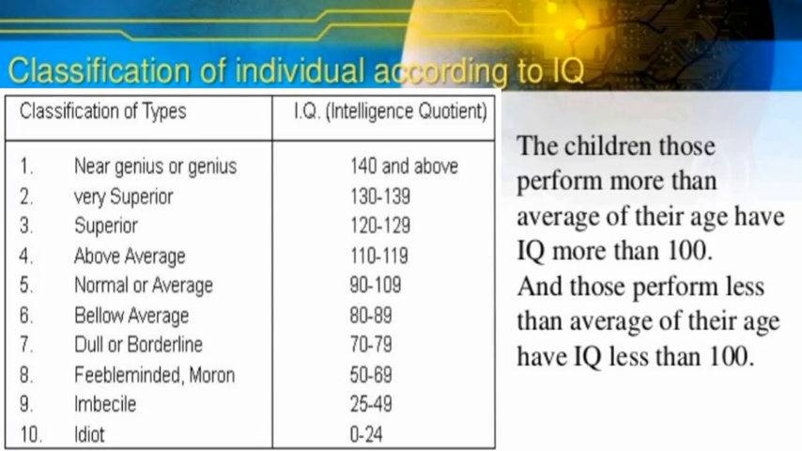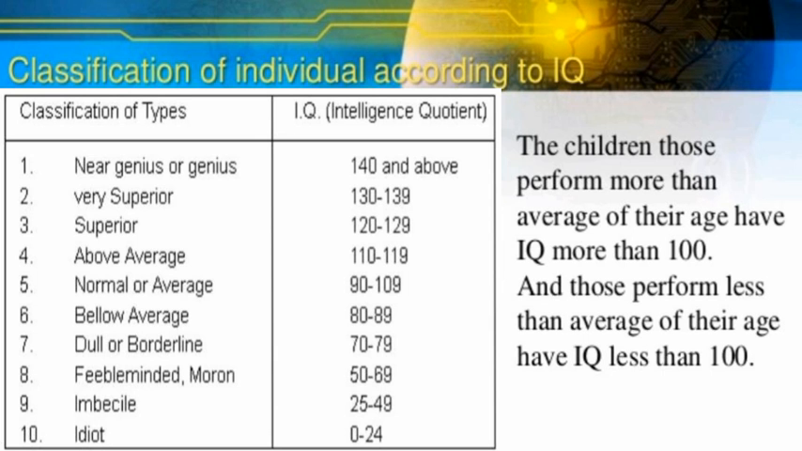Classification of individuals according to IQ. Classifications and their types. Genius is 140 and above. Very superior is 130 to 139. Superior comes under 120 to 129. Above average is 110 to 119. Normal or average comes under 90 to 109 and below average is 80 to 89. Dull or borderline comes under 70 to 79, and feeble-minded or moron comes under 50 to 69. Imbeciles come under 25 to 49 and idiots come under 0 to 24.